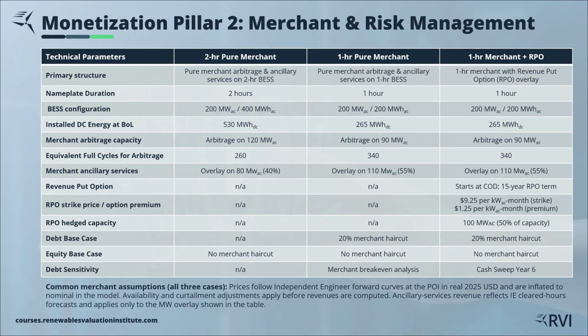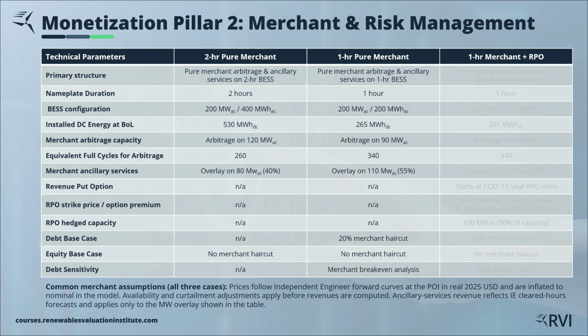Now let's move to the information memorandum and anchor what we are doing today. We are now in monetization pillar 2, merchant and risk management. And in this lesson, we will model the two pure merchant cases, the 2-hour pure merchant case and the 1-hour pure merchant case. In both cases, revenue is a mix of merchant energy arbitrage and merchant auxiliary services, meaning nothing is contracted. We are fully dependent on market pricing and dispatch.